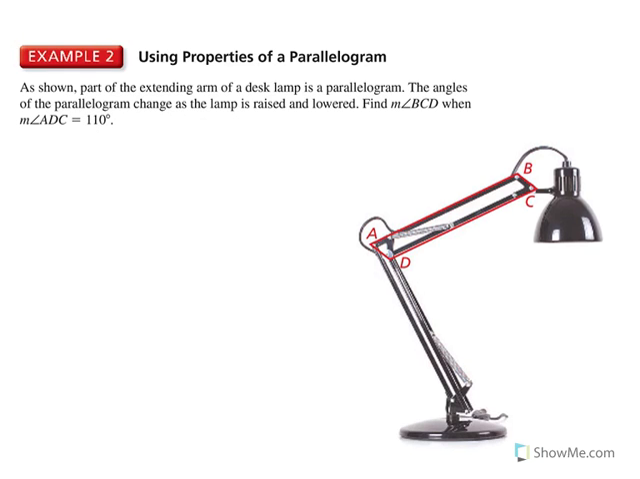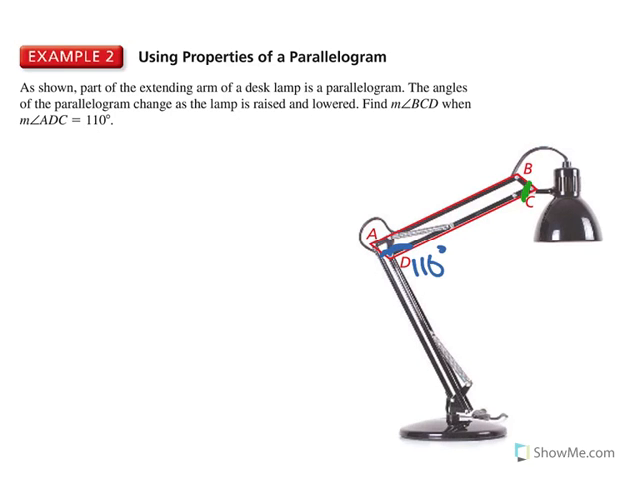In this example 2, we have that an extended arm of a desk lamp is a parallelogram. It tells us that it's going to change as the lamp raises and lowers. And it wants us to find BCD. So BCD is this angle here, when ADC is 110. So we have ADC right here, and this one is a 110.